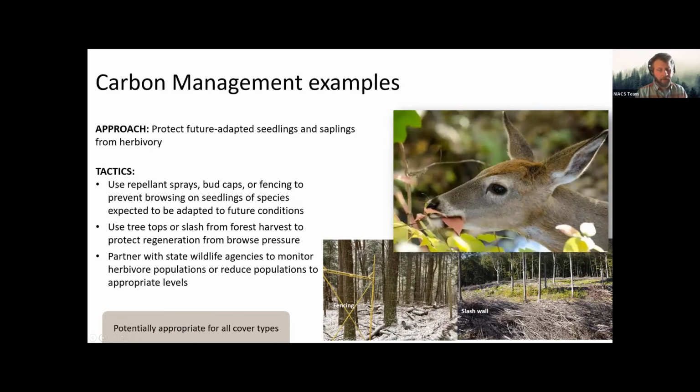Herbivory from deer is a big issue for many of us in the Midwest and Northeast, and so there are ways that we can give regeneration a better chance of survival, protecting from deer or moose herbivory using repellent sprays, bud caps, fencing, slash walls. There's a lot of experimentation going into this and thinking about the costs and cost effectiveness of this, and so there's been some good results.